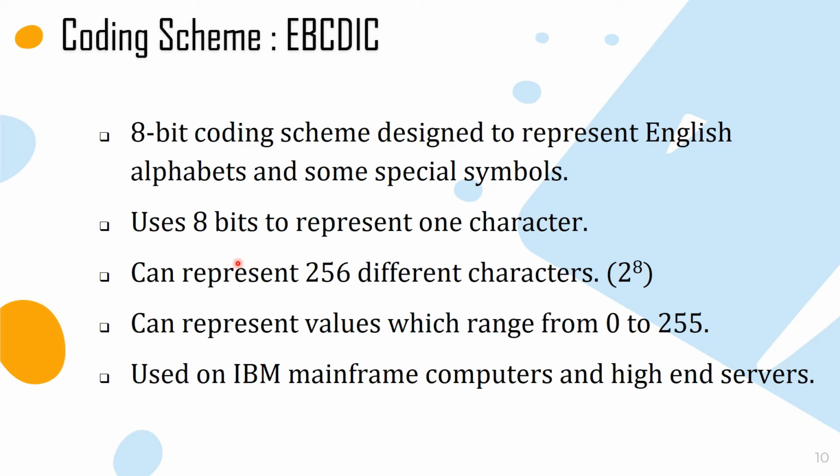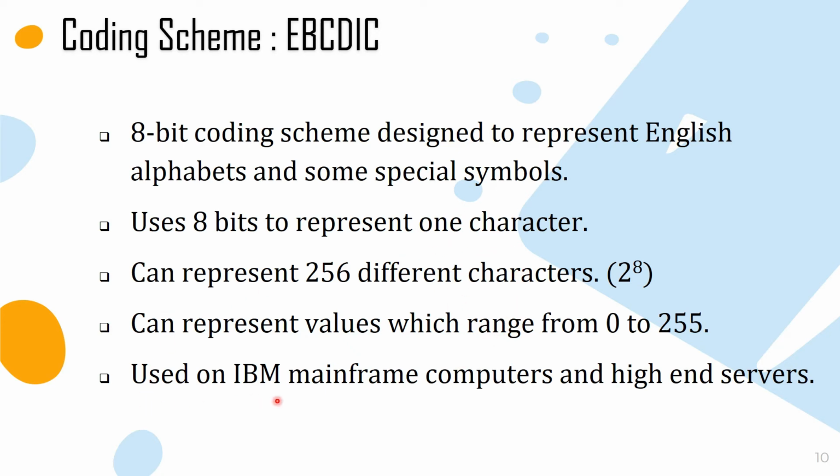The first characteristic of EBCDIC, it uses 8 bits to represent one character, and the total characters it can represent is 256. It is the same with ASCII, because they use 8 bits to represent one character, and they can represent values which range from 0 to 255. So these three characteristics of EBCDIC is the same with ASCII.